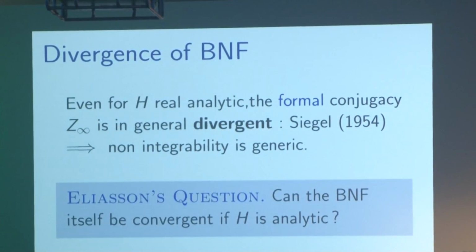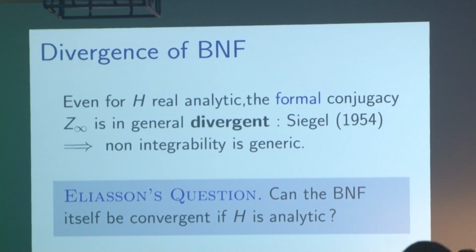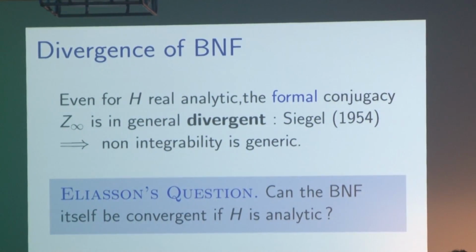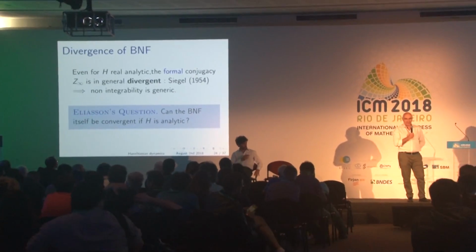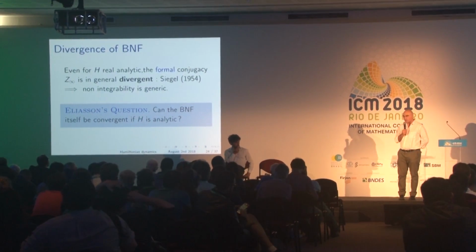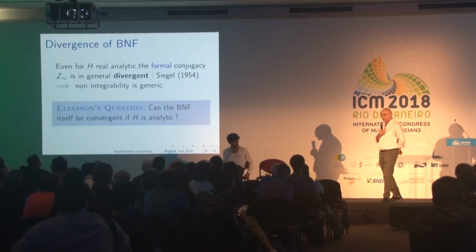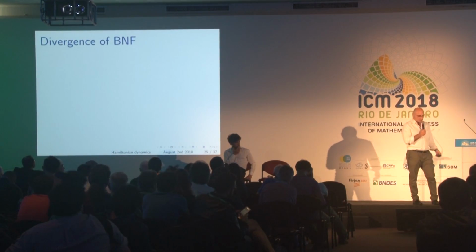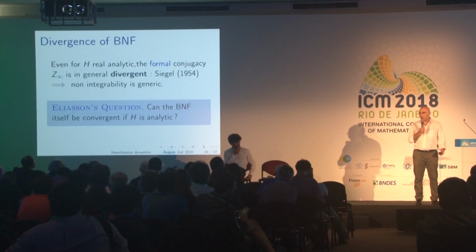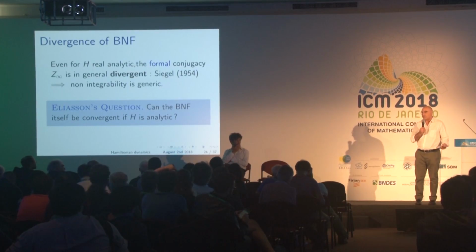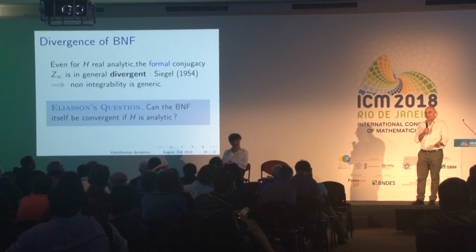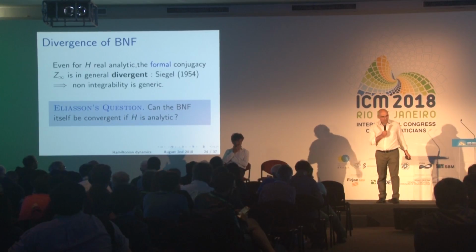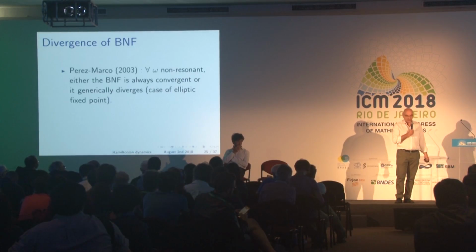And there is a question raised by Eliasson. He has been asking this question maybe for 30 years. Can the Birkhoff normal form itself be convergent if H is analytic? Because you see, this is a formal invariant, and so it defines a series, and you want to know whether the series is going to converge or not. There are some results on this question.